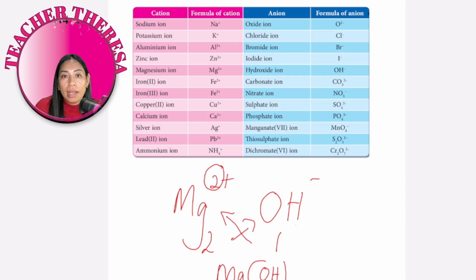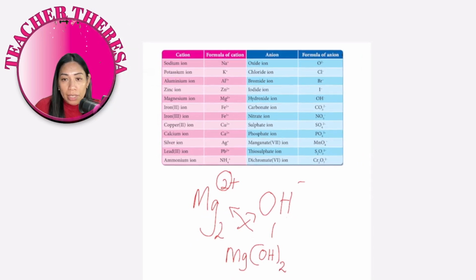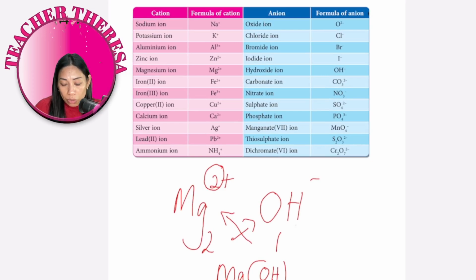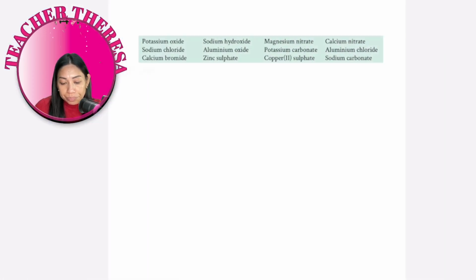2 means hydroxide, there is 2. Alright, that is how you write your formula of the polyatomic ion that involves polyatomic ion. All right. So let's look at another example.